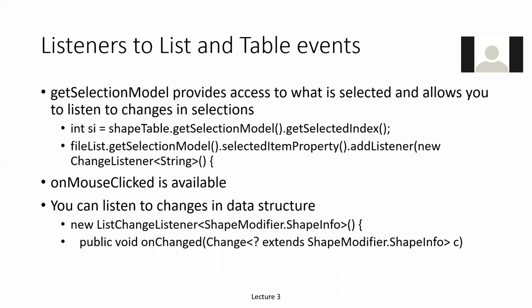And then when you have this observable list, you can listen to changes on that. So new list change listener, for example, shape modifier, the shape info example was not there and unchanged. And yeah, don't leave this question mark extends from these definitions of these functions, because you will get the name collision error there.